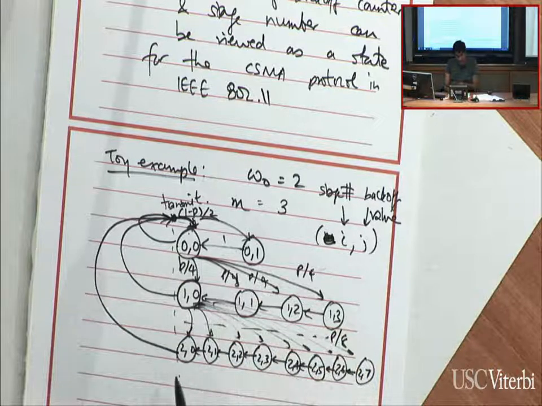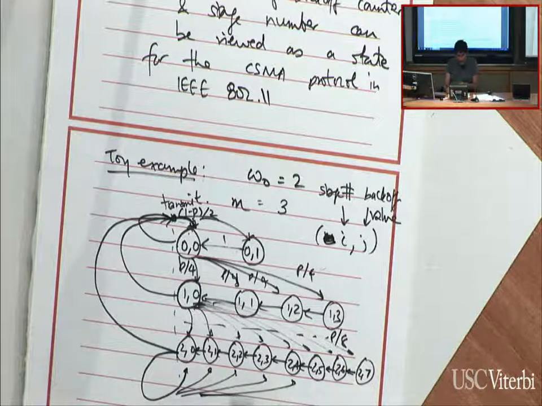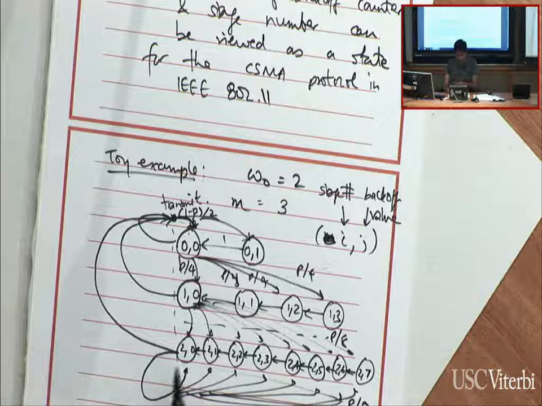Or with probability P, there's a collision, and you might end up at any one of these states at the next time step as you pick a random counter again. And these are all also probability P over 8, right, for all of these.